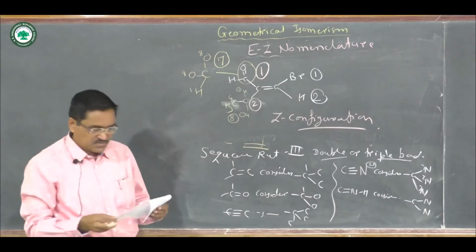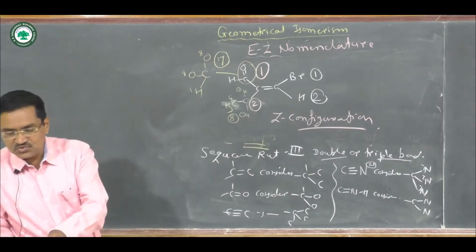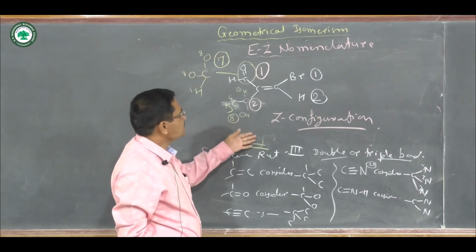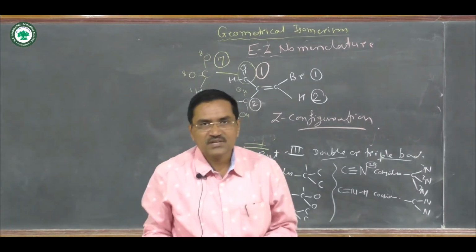So these are some of the sequence rules which are used for deciding whether it is E or Z nomenclature. Okay, thank you.